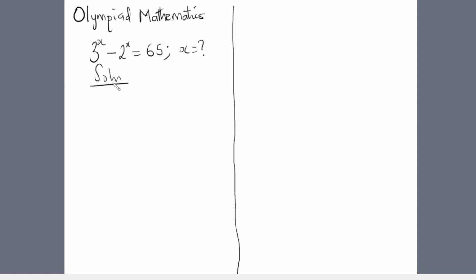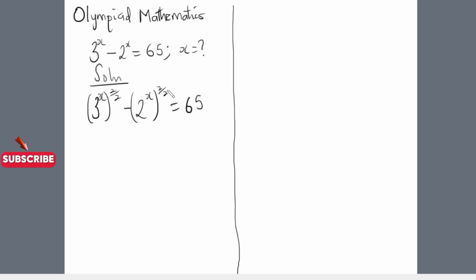Solution. The first thing I'll do is to take each of them and give them a new power. So call 2 over 2. This is what I'm doing: 3 to the power of x, I'll give it a new power, 2 over 2. You'll see the reason why very shortly. Minus 2 to the power of x with a new power, 2 over 2, and then equals 65. Remember, 2 over 2 is the same thing as 1, so it means that the power is just to the power of 1, which makes it the same.